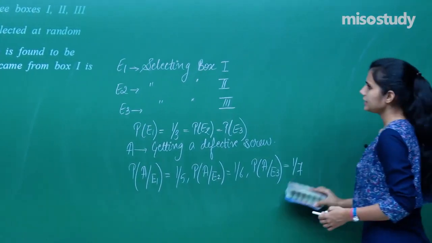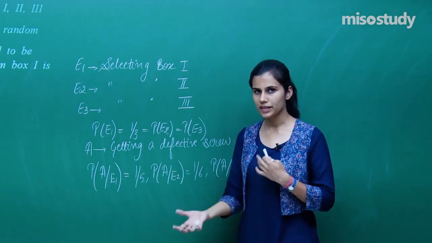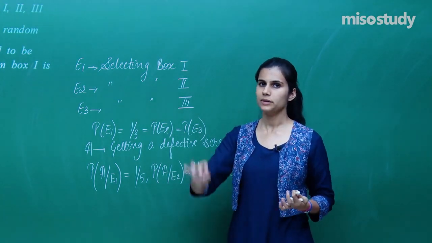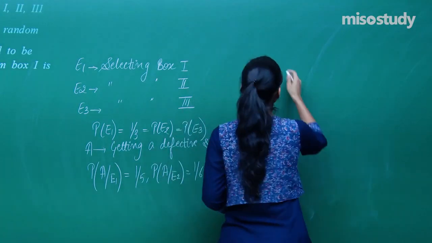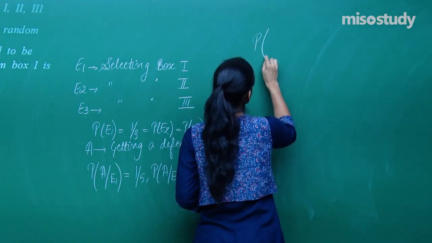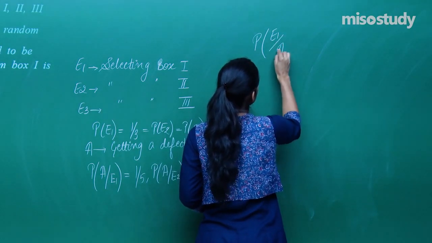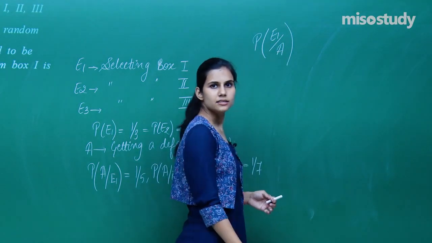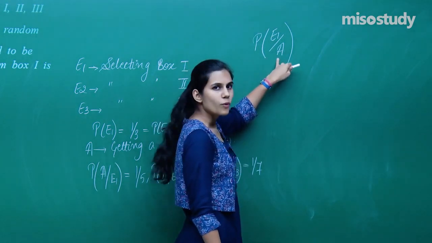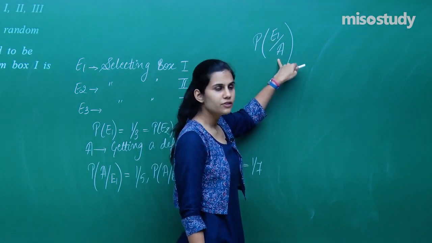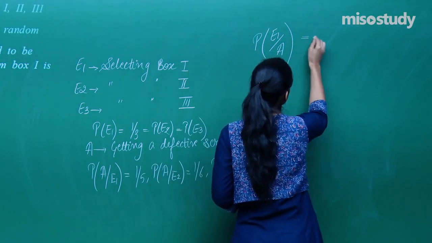Now, the question is, what is the probability that box 1 is responsible for the defective screw that you have obtained when you have randomly picked up a screw from the boxes? So here basically we need to find out what is the probability that the source was E1 when event A has already taken place. What is the probability that when a defective screw has already been withdrawn, it has actually been withdrawn from box 1?